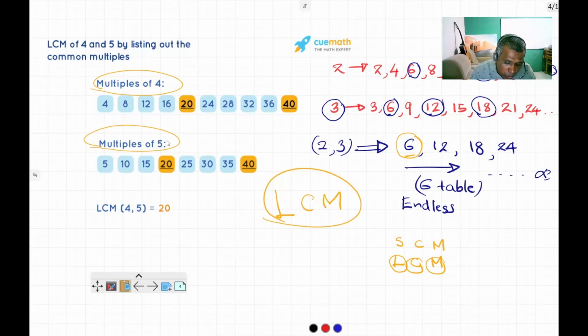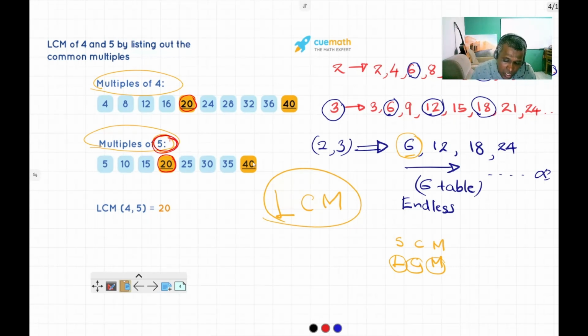Next, go for the big number. Here the big number is 5. Go one by one. 5 is here, 5 is not there. 10 is here, 10 is not there. 15 is here, 15 is not there. 20 is here as well as 20 is here. That is how we can find the common multiples.